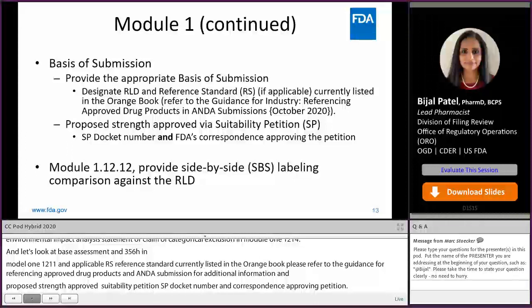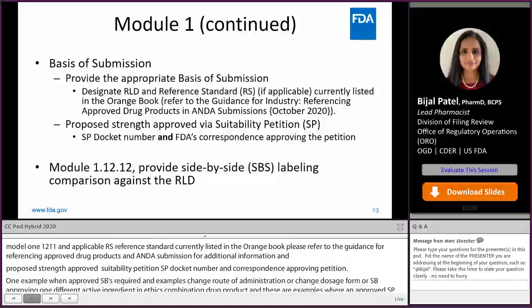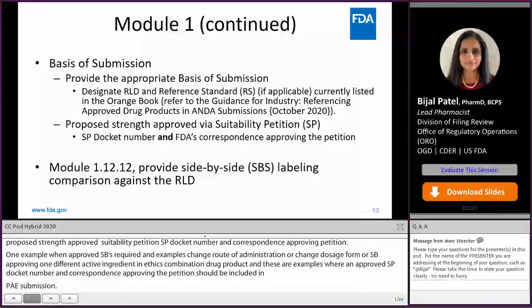in the ANDA submission. Alright, another minor we commonly issue is with respect to comparison of the proposed drug product and the reference listed drug. Here, ensure comparison is against the reference listed drug and the information is provided in Module 1.12.12.